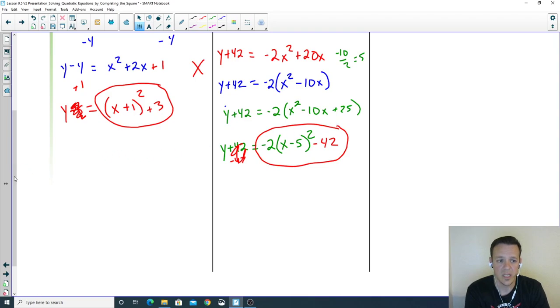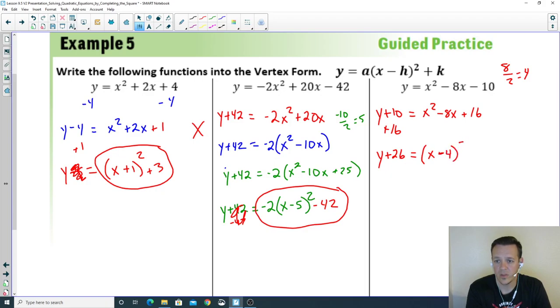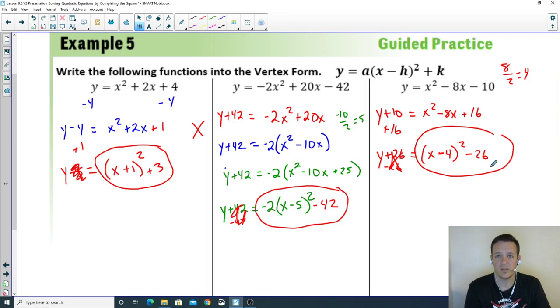Okay, it's a cool setup. It's easy once you get the hang of it. All right, same thing. Add 10. So my equation here is going to be y plus 10 equals x squared minus 8x. All right, 8 divided by 2 is 4. You square that, you would add 16. Add 16, so you'd get y plus 26 here equals x minus 4 squared, and then you would just subtract 26 from both sides, scratch that off. There's your answer. Simple enough.